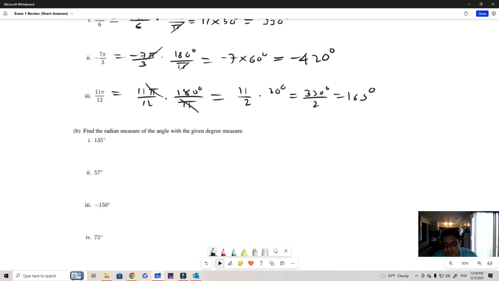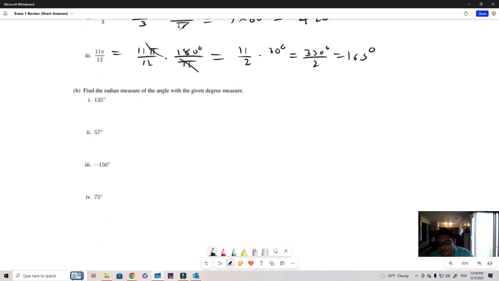Now on the changes of degrees to radians, same thing happens, but now we multiply by the opposite ratio. Now we want to keep the pi, and we want to lose the degrees. So we multiply by the inverse, so pi over 180. So that's going to cancel out the degrees. And now we're going to have something that we can simplify, 135 over 180. If we simplify here, then we're going to get that this is 3 over 4 pi.